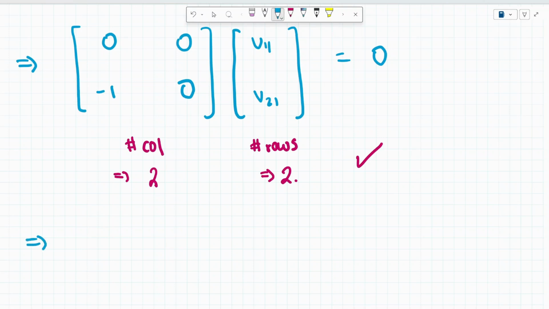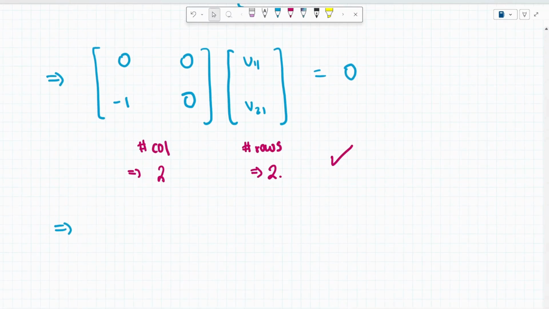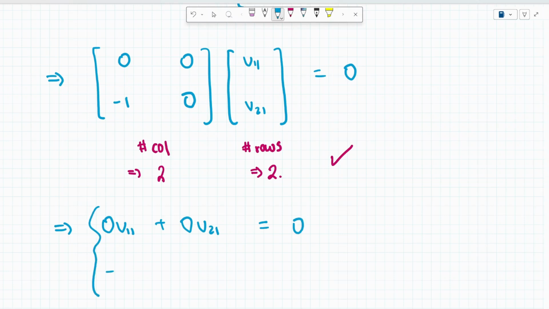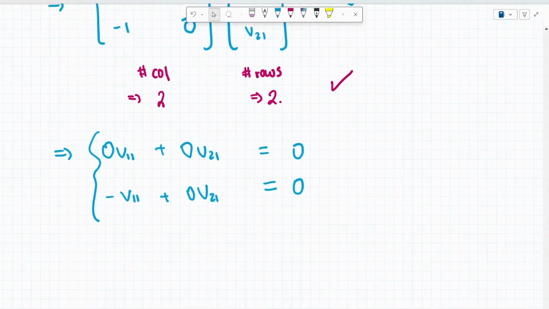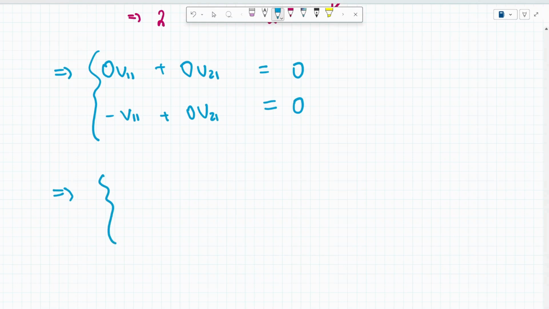So if I were to perform this multiplication, what do I get? I get 0 v11 plus 0 v21 equals 0. And I also get negative v11 plus 0 v21 equals 0. So essentially, what does that give me? That gives me 0 equals 0, and v11 equals 0, because we can divide out that negative 1 over here. Okay, so what does this tell us?